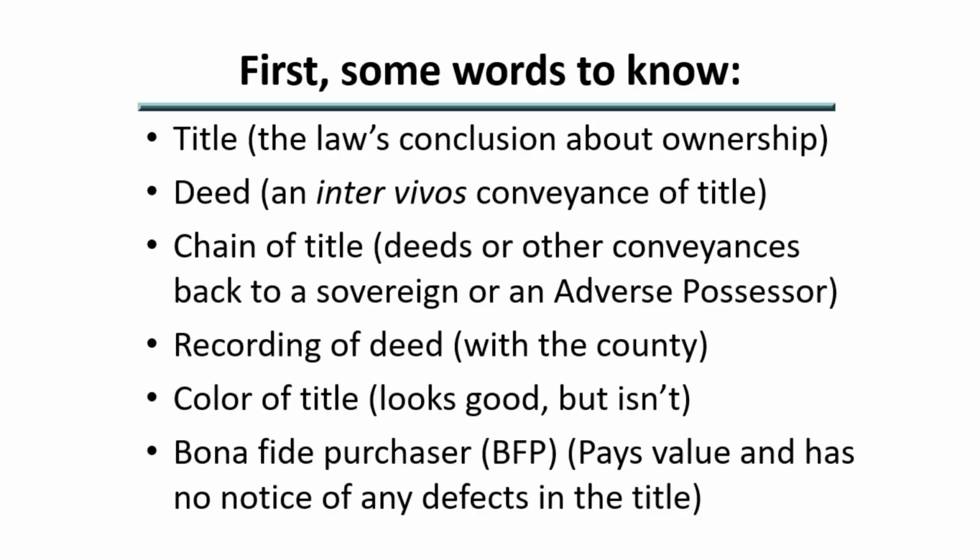Finally, there's the concept of the bona fide purchaser. That's someone who buys the property, pays value for it, and doesn't know about any defects in its chain of title. There might be some defects, but a bona fide purchaser doesn't know about them and has no reason to know. In other words, the bona fide purchaser is what we might call an innocent purchaser. Usually we abbreviate that just BFP.